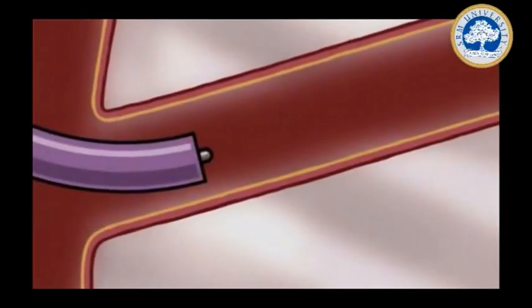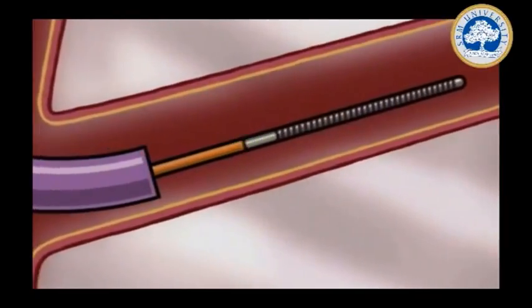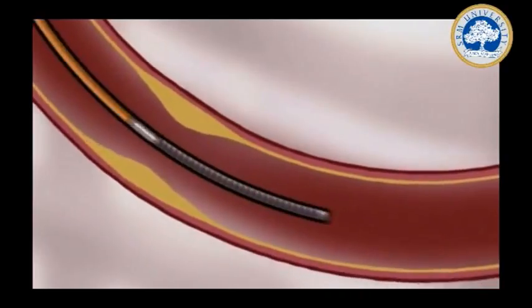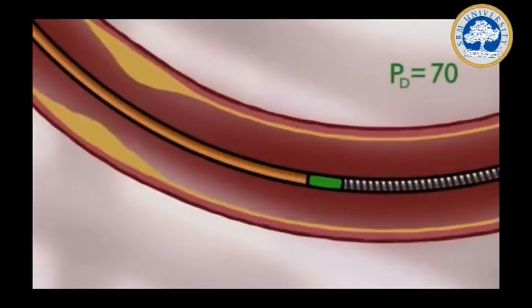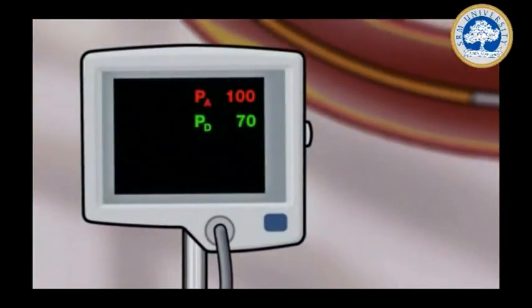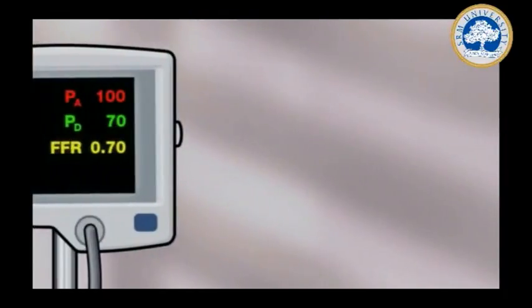PA is measured via the cath lab's standard AO transducer, here 100 mm mercury. PD is measured by the pressure wire sensor, located distal to the narrowing, here 70 mm mercury. 70 divided by 100 gives an FFR of 0.70, which means that only 70% of the maximum achievable blood flow is reaching the myocardium. FFR has a theoretical value of 1.